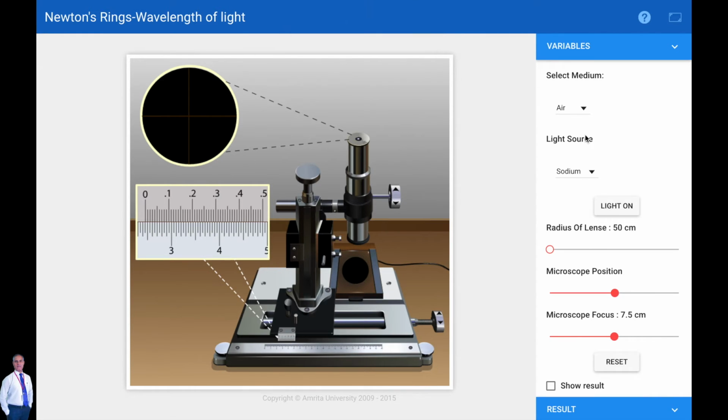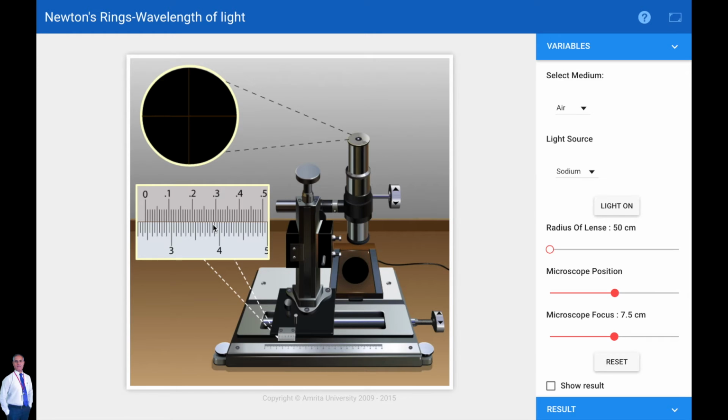Anyway, now first of all, this is the traveling microscope. This is an eyepiece through which we can see the Newton's rings. This is the main scale and this is the vernier scale. Its magnified image is shown here, and once you turn on the light, we can see the Newton's rings. So first of all, what is our job? To find the least count of this apparatus.